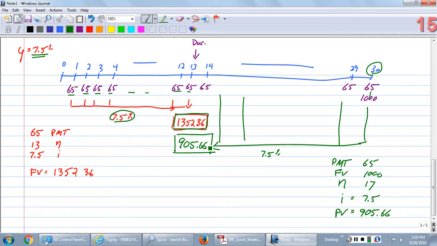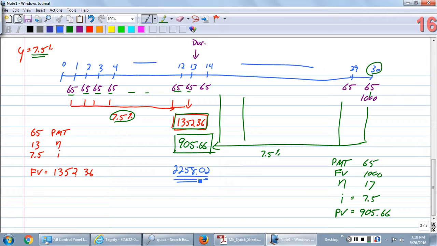You've got the $1,352 that you've been reinvesting. So let me do that, 1352.36. Plus you can sell your bond, and it looks like the price will be 905.66. I'm going to add those two numbers together, and you've got 2258.02.